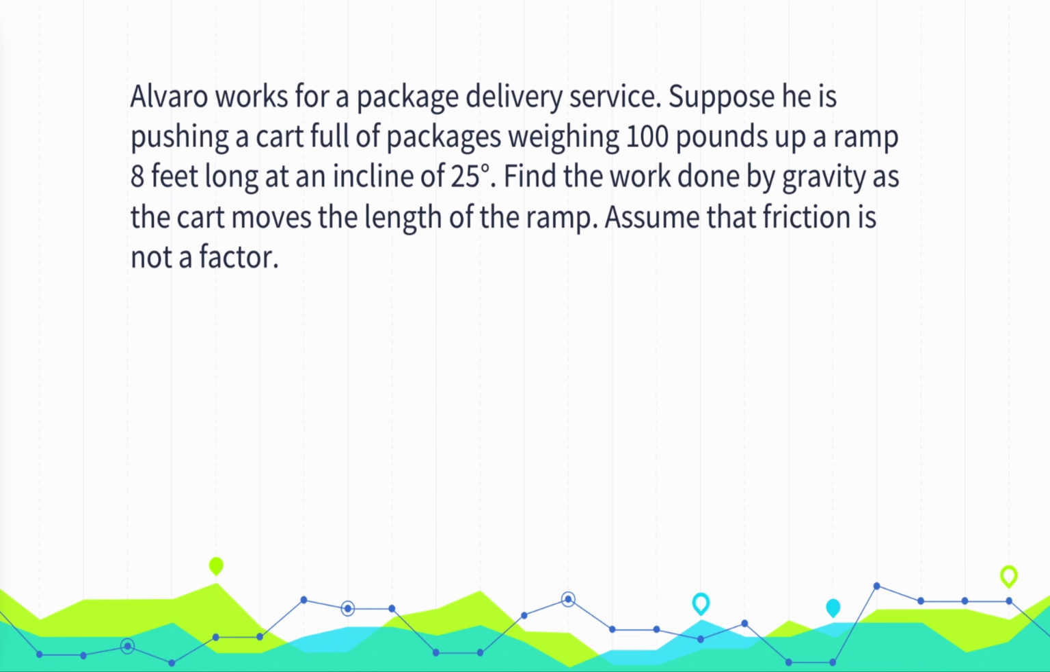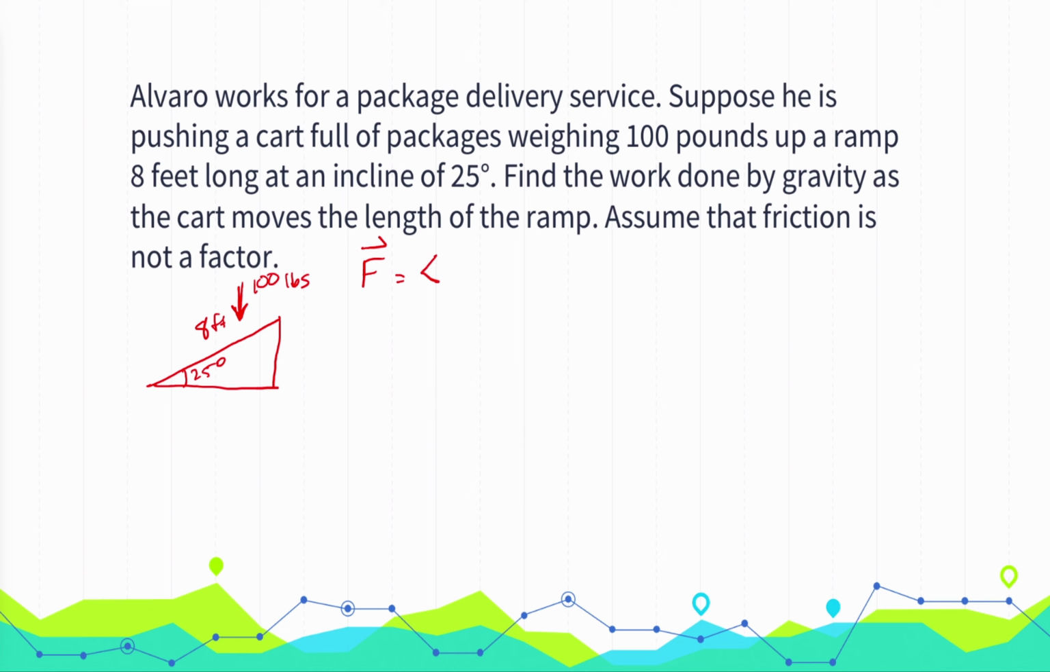So Alvaro works for a package delivery service. Suppose he's pushing a cart full of packages weighing 100 pounds up a ramp 8 feet long at an incline of 25 degrees. Find the work done by gravity as the cart moves the length of the ramp. Assume that friction is not a factor. So this ramp is 8 feet long, and this is 25 degrees. The force vector is 100 pounds going straight down.